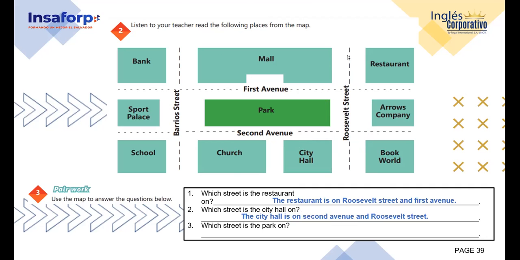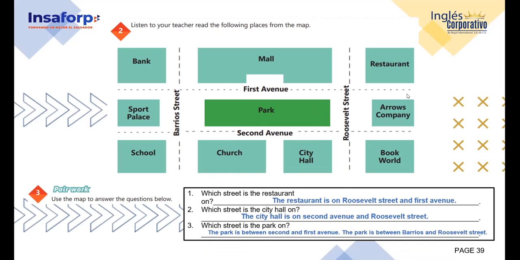Thank you, Miss Jamilet. Let's go, number three. Help me to read number three, please. Leonardo. Which street is the park on? Which street is the park? On Barrios Street. On Barrios Street. ¿Sí o no? On First Avenue. Okay. First Avenue. Va, aquí puedes decir de todas formas, Mr.